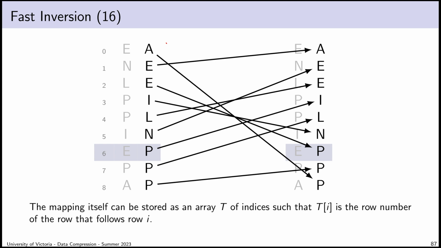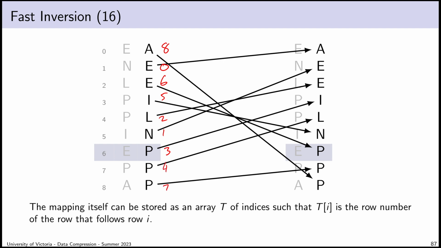So row 0 is followed by row 8 because that's where the arrow points. It points into row 8. Row 1 is followed by row 0. Row 2 is followed by row 6. So there's row 6. Row 3 is followed by row 5. Row 4 is followed by row 2. Row 5 is followed by row 1. Row 6 is followed by row 3. Row 7 is followed by row 4. Row 8 is followed by row 7.